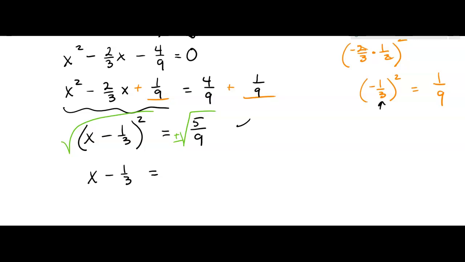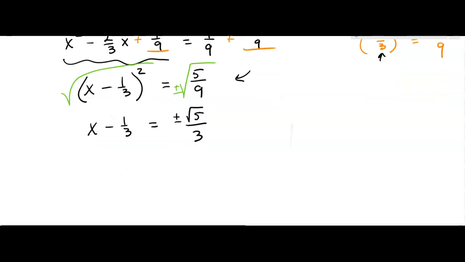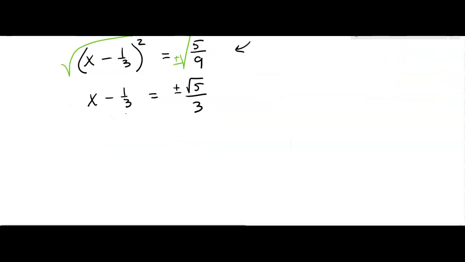And then what's going to happen over here on the right? I'm going to have plus or minus the square root of 5. But I can take the square root of 9. That's 3. So I can write it like that. And we're almost done. Okay, I just have to move the 1/3 over into that spot right there. So it's going to be x equals 1/3. It'll now be positive, plus or minus the square root of 5 over 3.